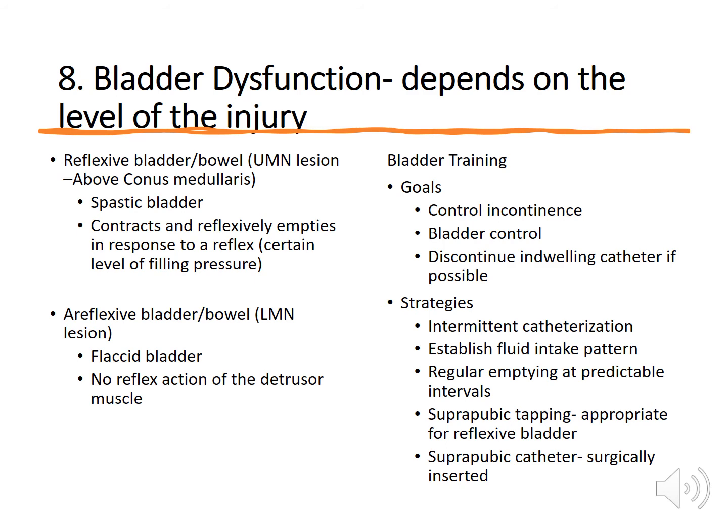So on the right side, we have some bladder training techniques, and the goals of these bladder training techniques are to control incontinence, to control the bladder, and to eventually discontinue the need for an indwelling catheter if possible. Some strategies are intermittent catheterization, where typically 2,000 milliliters are extracted from the bladder every 4 hours. They may be put on an established fluid intake pattern. They may have regular emptying at predictable intervals.